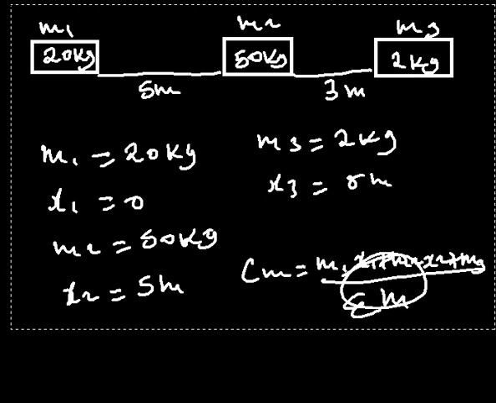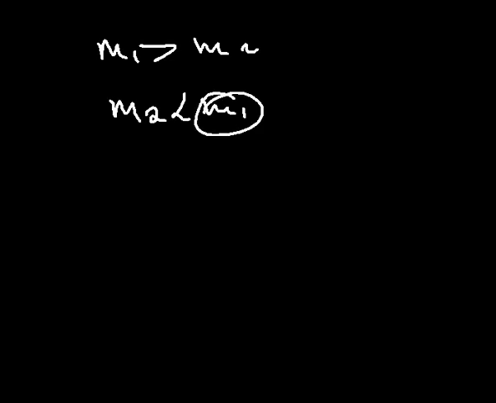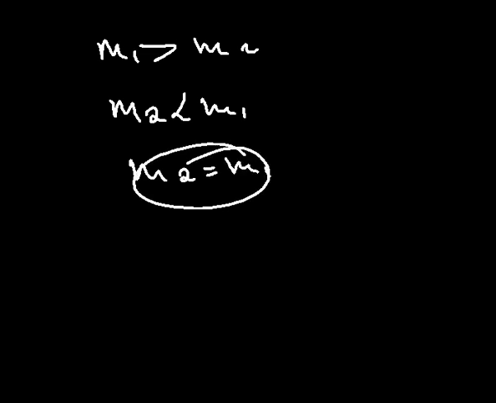Now, you should understand that whenever we have a system of 2 masses, if mass 1 is greater than mass 2, the center of mass will be closer to the object with more mass. Likewise, if mass 2 is less than mass 1, the center of mass will be closer to mass 1. If the objects have the same mass, the center of mass will be exactly at the center. So take note of that.